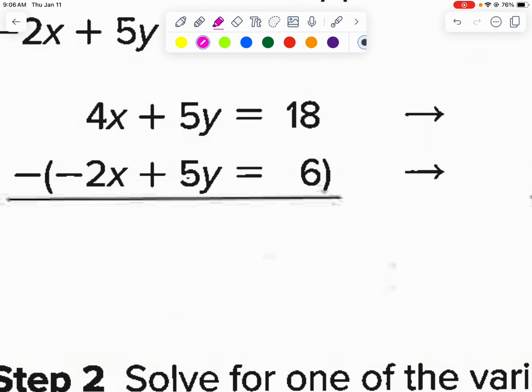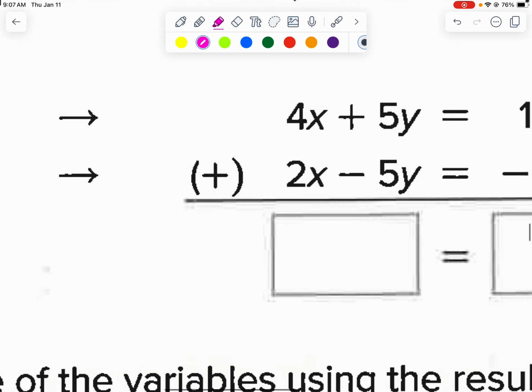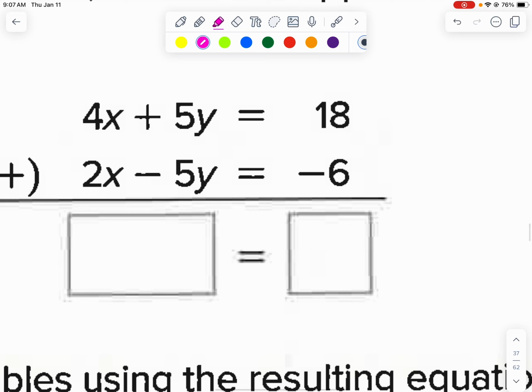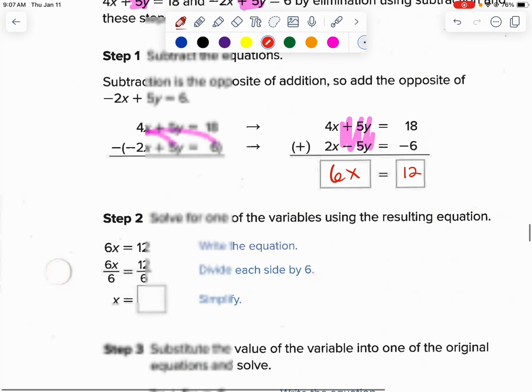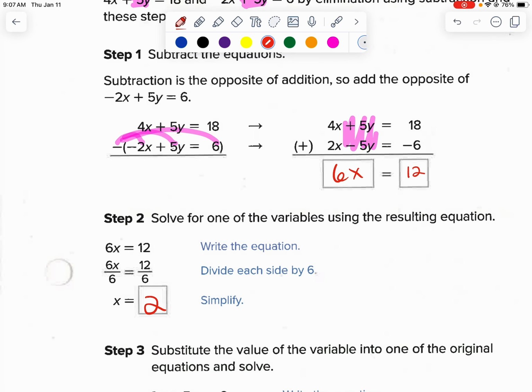Well, that's like distributing a negative to everything. So that's what we've done, is distributed the negative. Now these are opposites of each other, and it'll work out just fine. So I get a 6x equals 12. Divide that and you get 2. So x is equal to 2.